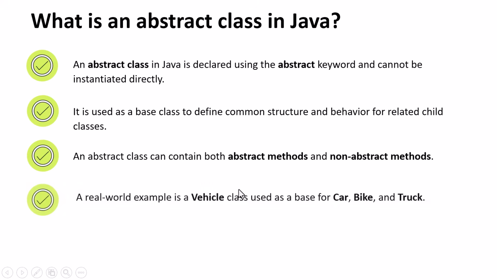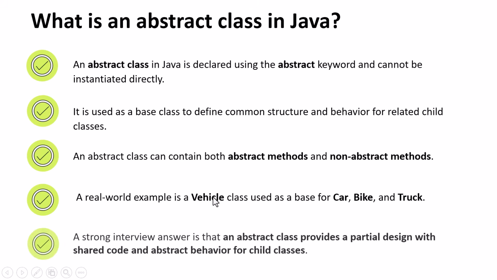A real-world example is a vehicle class. All vehicles may have common fields like brand and methods like start, but the actual implementation of fuel type or move can differ for car, bike or truck, so the base class can be abstract. An important interview point is that we use an abstract class when classes are closely related and should share some common code. It helps avoid duplication and provides a partial design that child classes can complete with their own specific implementation.